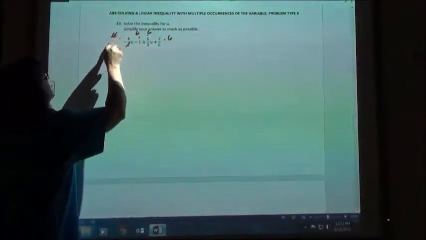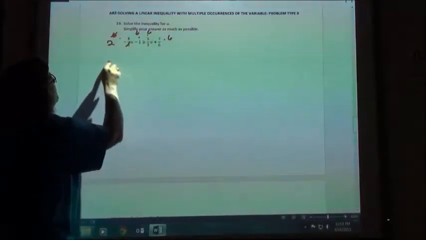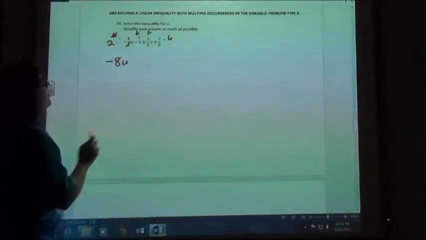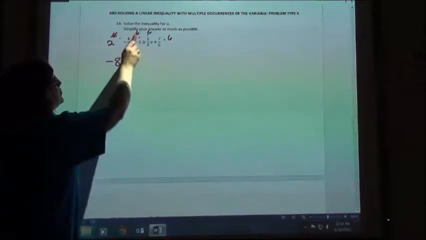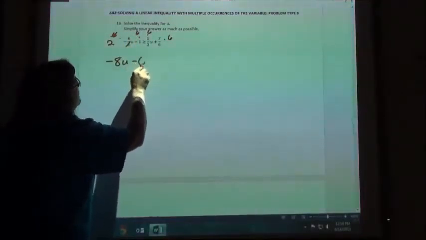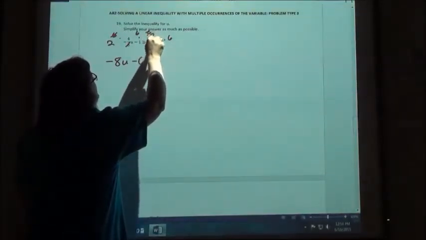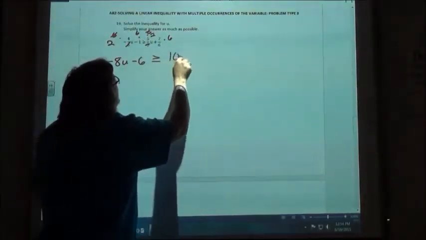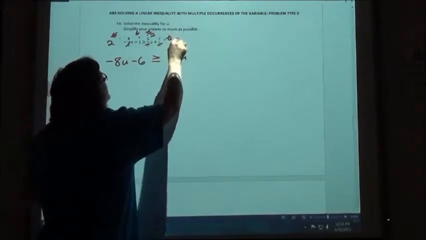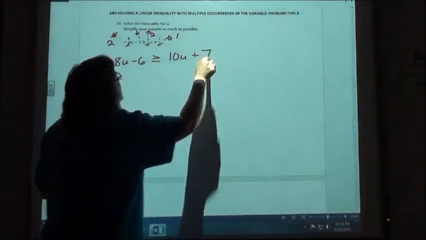3 goes into 6 2 times. 2 times negative 4u would be negative 8u. Here I don't have a fraction to cancel. 6 times negative 1 is negative 6. Is greater than or equal to, 3 goes into 6 2 times, 5u would give me 10u. 6 goes into 6 1 time, 1 times 7 is 7.